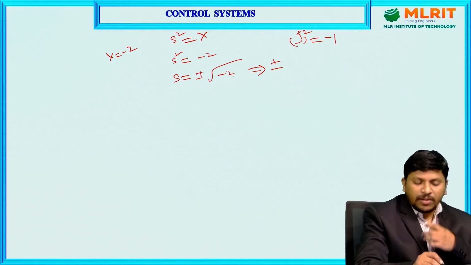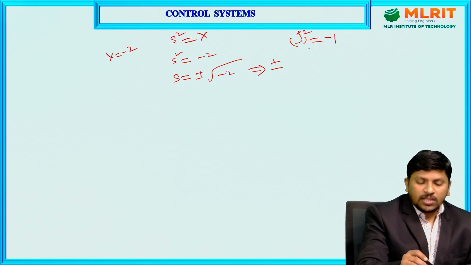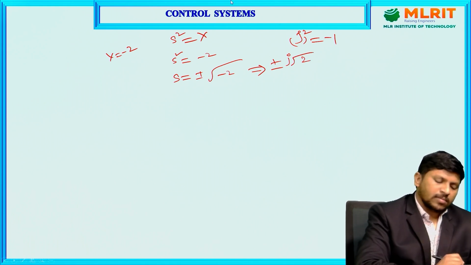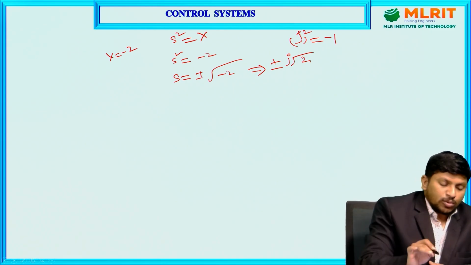Minus 1 multiplied with 2 gives minus 2. The j square root and square get cancelled. So s equals plus or minus j root 2. Those are the 2 roots: plus j root 2 and minus j root 2.